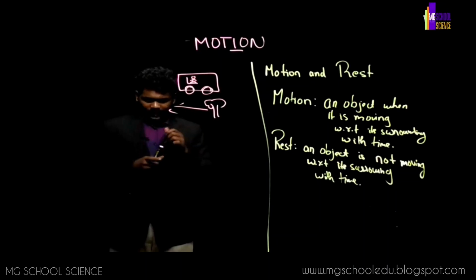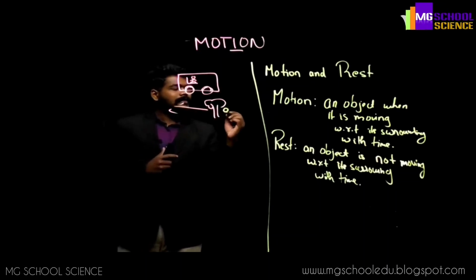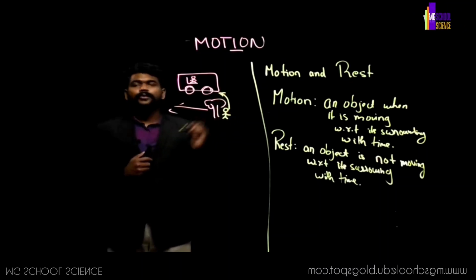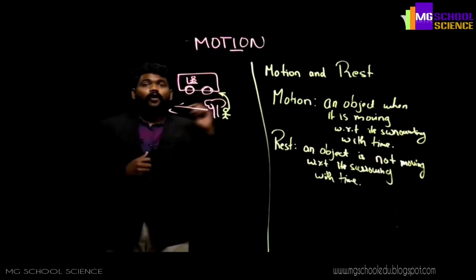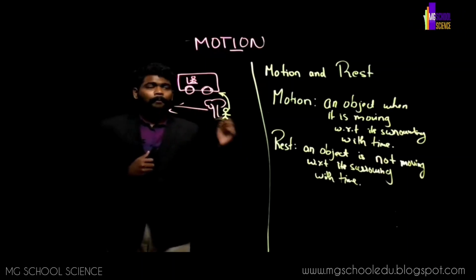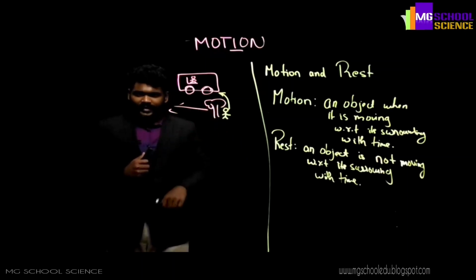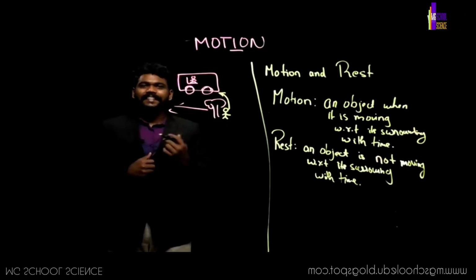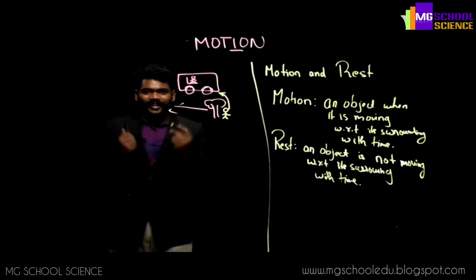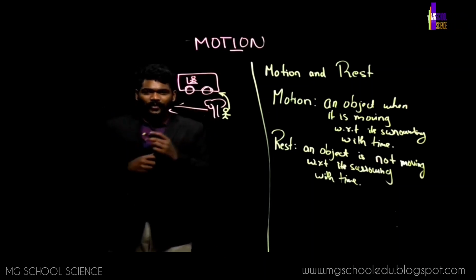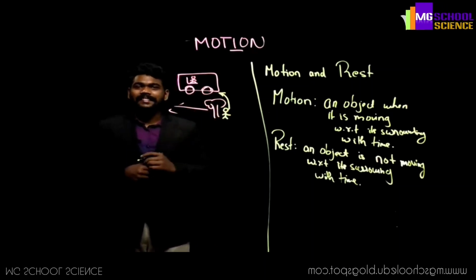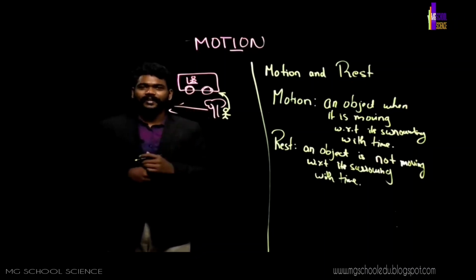Now, let's take another man standing near that tree and he is watching you and the bus. For him, you and the bus will be in motion, but the tree will be at rest. That is the example for motion and rest with respect to a surrounding, with respect to a person. Now, that person is called a reference point.